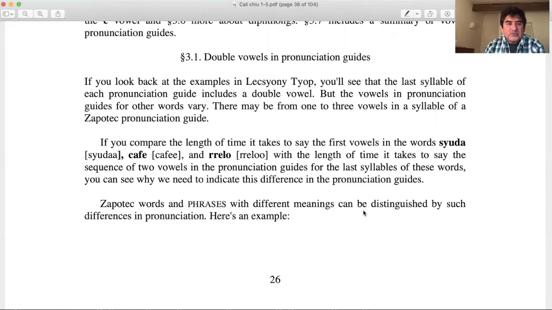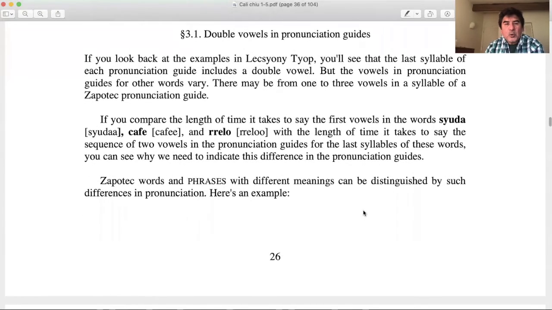The next word is café. Again in the brackets, you can see C-A-F-E-E. And then the next one is reloj, with a high length of time that it takes to say the sequence of these two vowels in the pronunciation guide. For the last syllables of this word, you can see why we need to indicate these differences in the pronunciation guides.